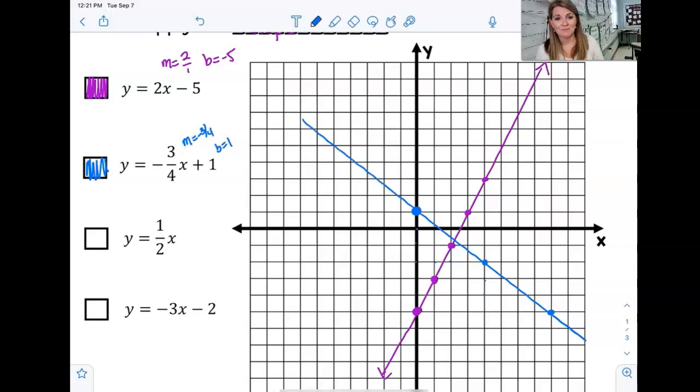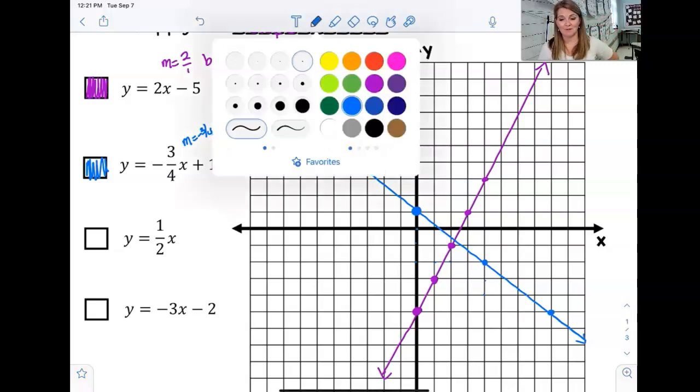Maybe you remember Mr. Slope Dude from Algebra 1, with that positive line looking like that, and a negative line looking like that. Hopefully we remember all of that.